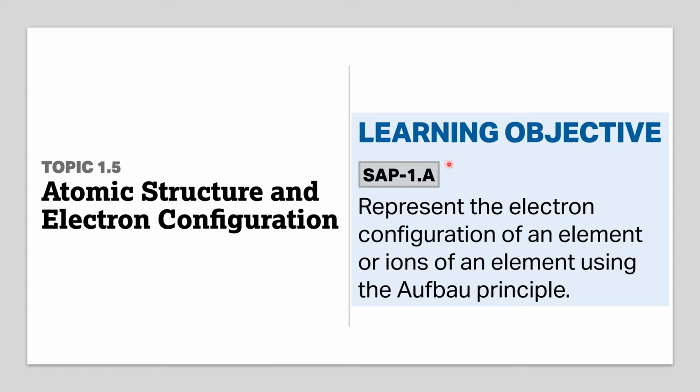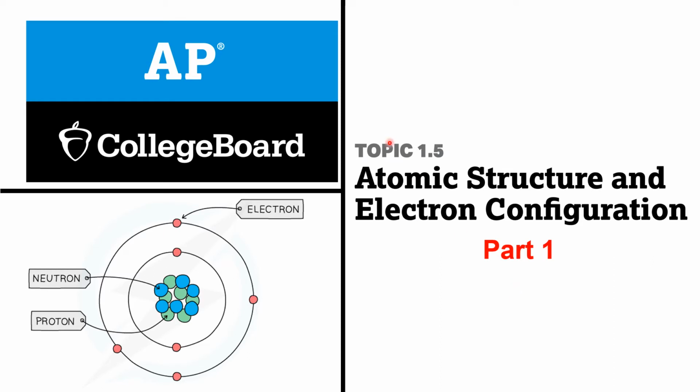The learning objective is to represent the electron configuration of an element or ions of an element using the Aufbau principle. Here I'll be talking about what an Aufbau principle is, what an electron configuration is, and why we need to write an electronic configuration for an element. So let's start. Hello everyone, the topic is atomic structure and electron configuration.